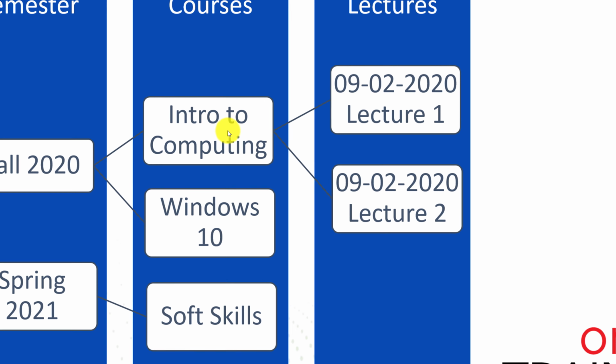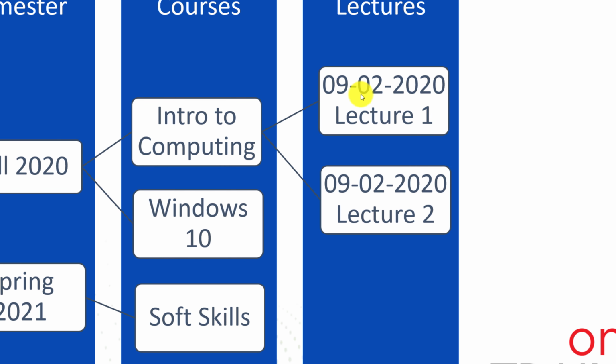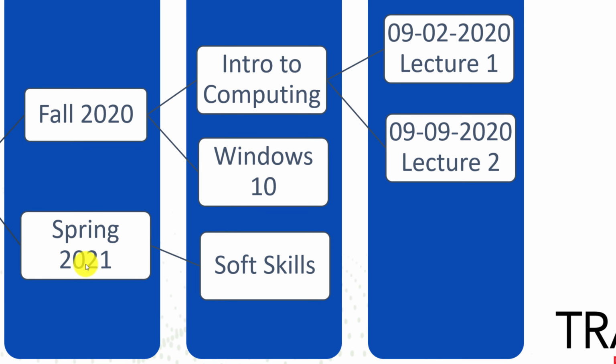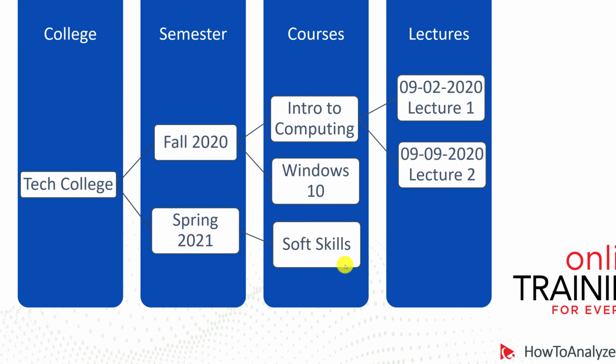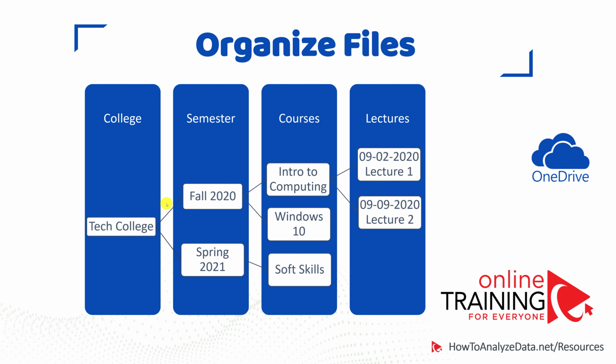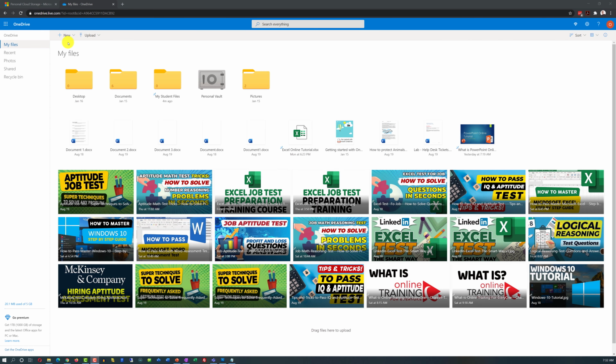And then for Introduction to Computing, you will have 2 lectures, one on September 2nd, and another lecture on September 9th. In the spring of 2021, you only have 1 class, which is called Soft Skills, and you don't have any lectures for this class yet, but you can already pre-build the structure for this class. How would you organize this data in OneDrive? First step is to create a top folder, which we will call Technical College.